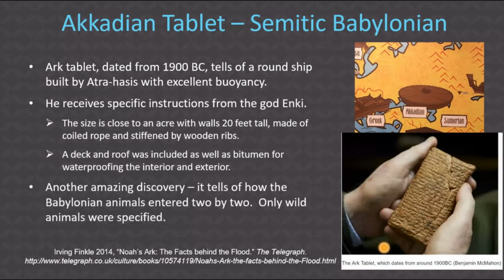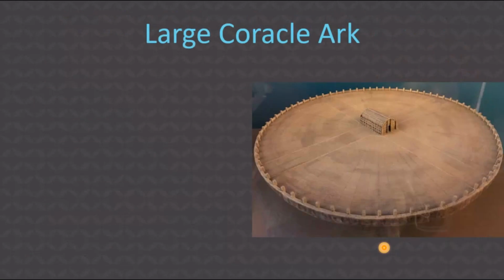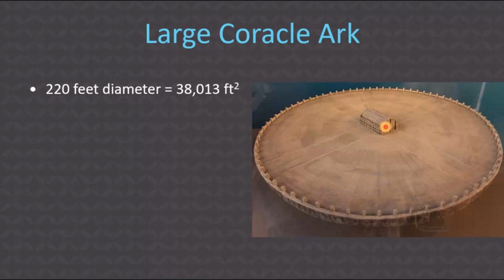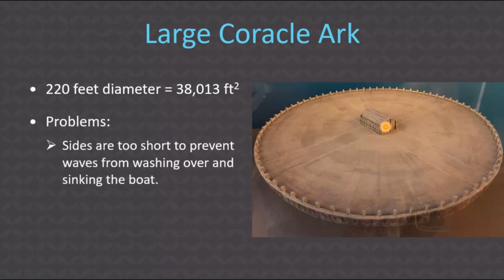Another amazing discovery, it tells of how the Babylonian animals entered 2 by 2, and only wild animals were specified. So there's a picture of what it looked like. It was circular, but then you have this piece in the center. So this was a 220-foot diameter ark, and the area would be 38,000 square feet. Problems with it, the sides are too short to prevent waves from washing over and sinking the boat.